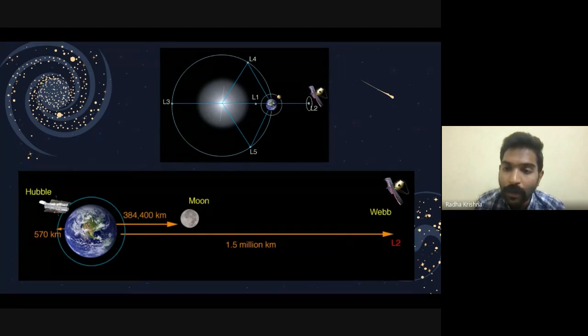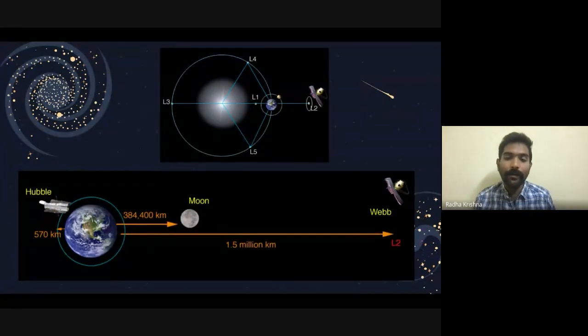How frequently do comets pass the Earth? A lot of comets actually pass Earth every day.